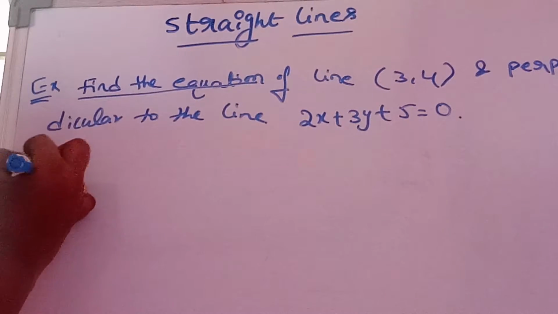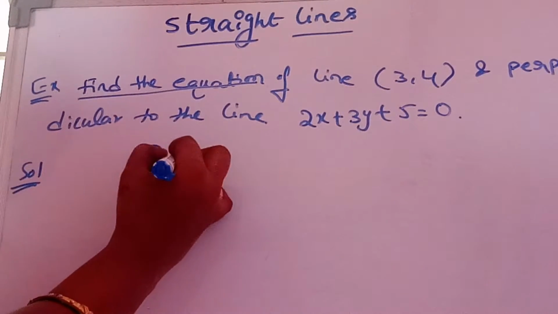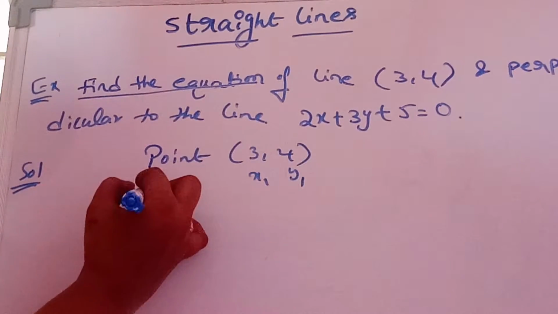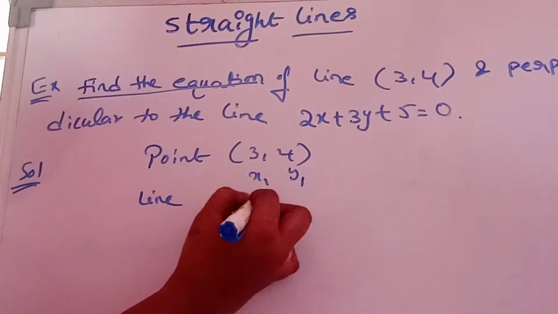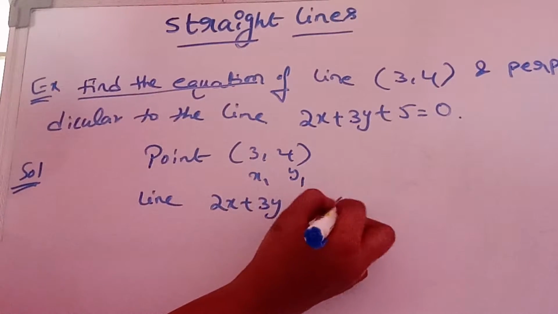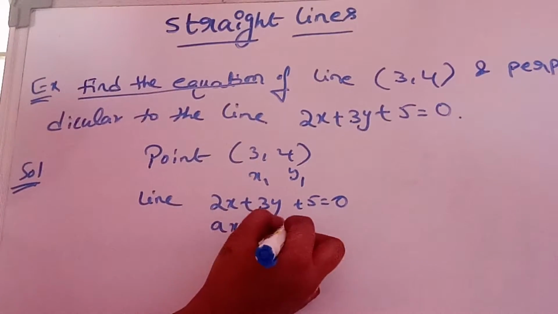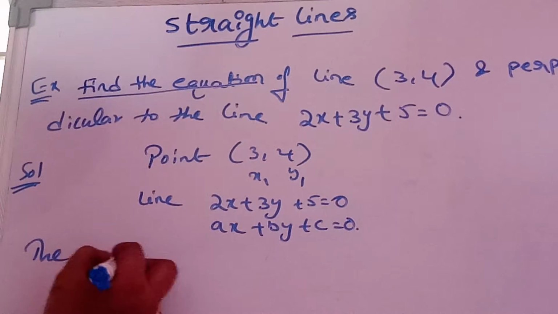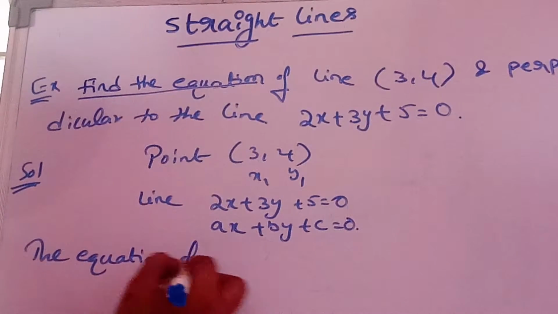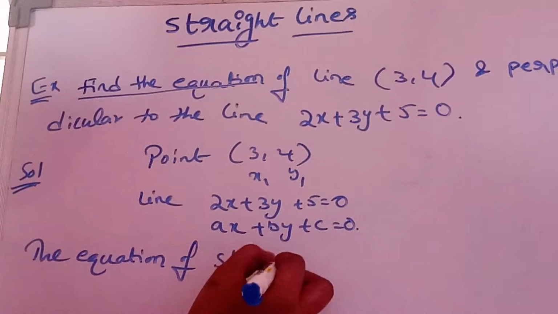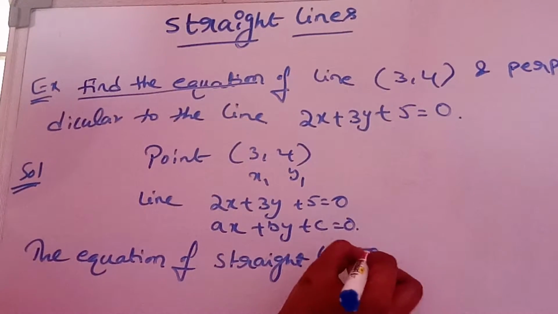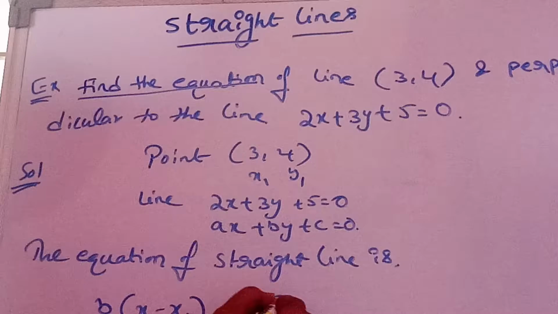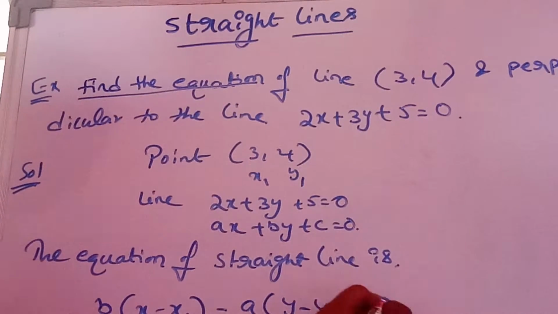Okay, solution is, so first of all we have to give a point, that is 3, 4. This is nothing but x1 and y1 values, and the line is 2x plus 3y plus 5 is equal to 0. This is nothing but ax plus by plus c is equal to 0. Then the equation of straight line is b into x minus x1 minus a into y minus y1 is equal to 0.